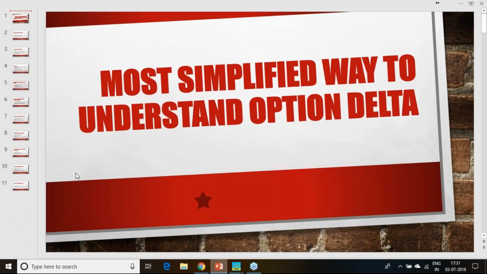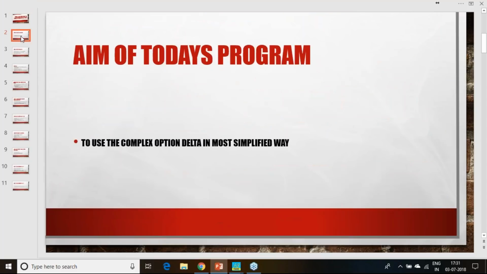So today the first event is on simplified way to understand option delta. What does this option delta say and why do we need that? The aim of the program is to explain the complex option delta in the most simplified way, as a layman, as a small trader, as a non-mathematical person.